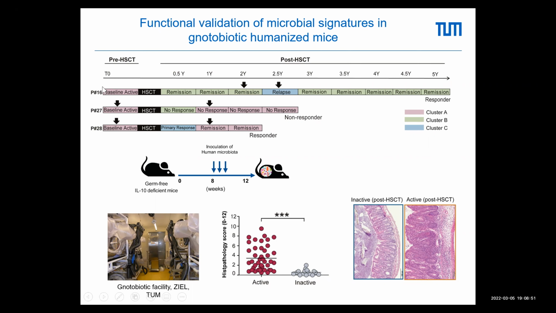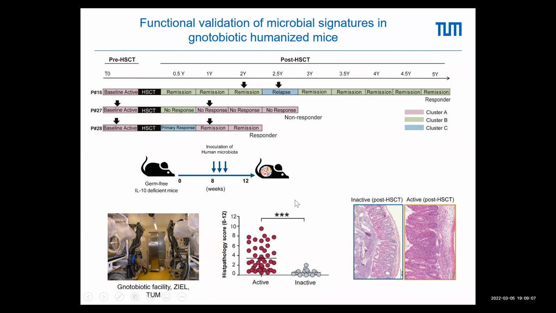So, for example, from patient 16, we picked 2 samples, one in remission and one when the patient was in relapse. Here at baseline and when the patient was not responsive, or at baseline and when the patient went into remission.